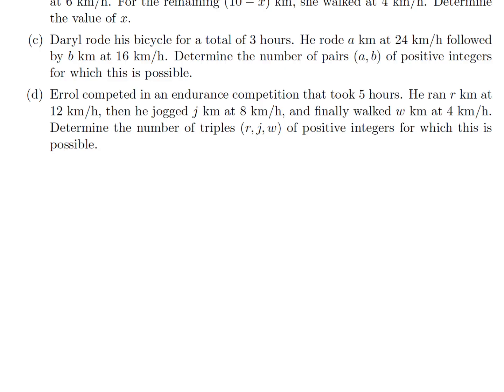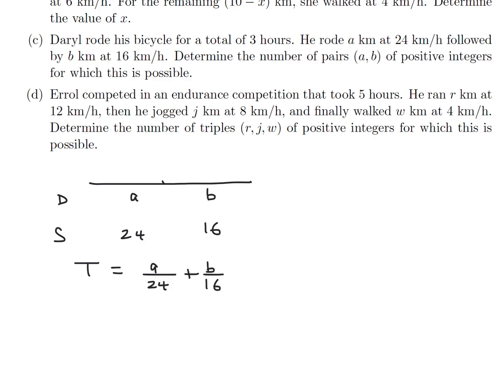All right. Well, let's see here. So we've got the same kind of scenario. This is A, this is B, and those are the distances, and the speeds are 24 and 16. So the time would be A over 24 plus B over 16. And they gave me the time as 3. So 3 is A over 24 plus B over 16.